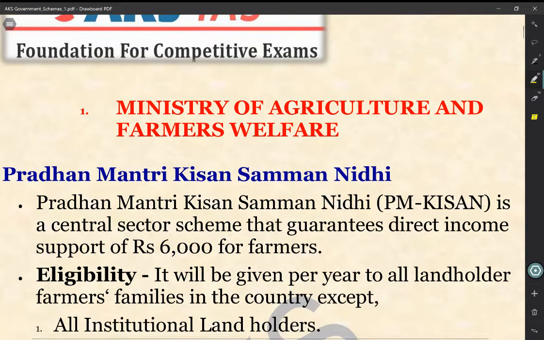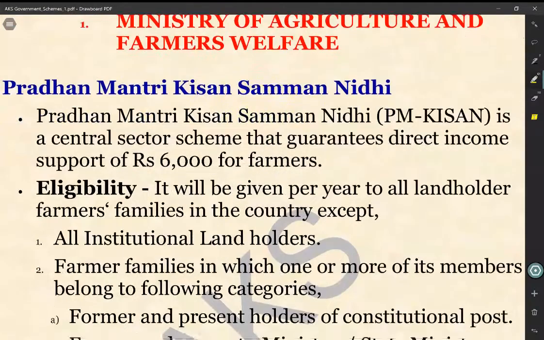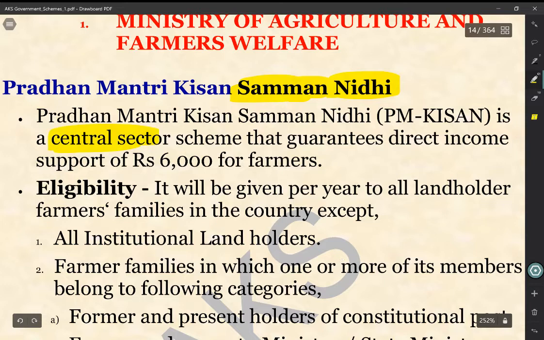Under the Ministry of Agriculture and Farmers Welfare, the scheme that we'll be dealing with is the Pradhan Mantri Kisan Samman Nidhi. So what is this Pradhan Mantri Kisan Samman Nidhi? It is a central sector scheme that guarantees direct income support of rupees 6,000 for the farmers. So every farming household is guaranteed 6,000 rupees as income supplement so as to improve the agricultural productivity.